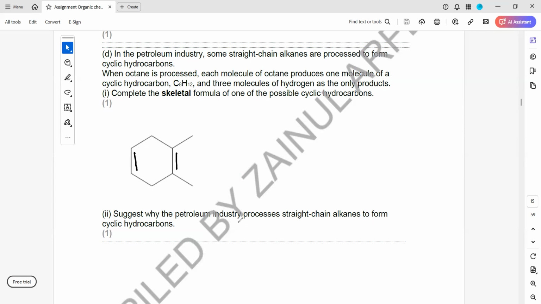Suggest why the petroleum industry processes straight chain alkanes to form cyclic compounds. So why do they form cyclic compounds? Why are straight chains converted into cyclic or branched ones? Because the cyclic compound will be volatile, so it can burn easily. It is mainly used for efficient combustion or smooth burning. That's why straight chains are converted into cyclic.